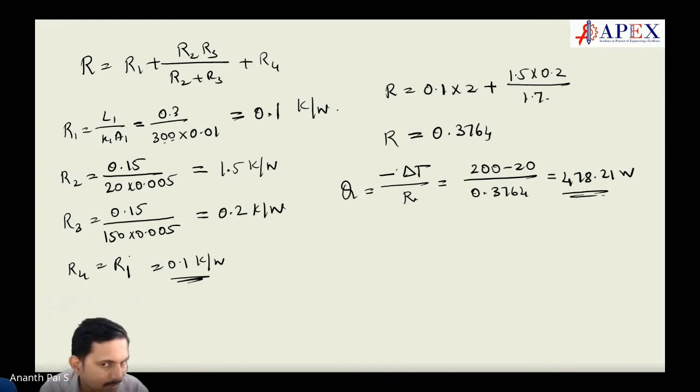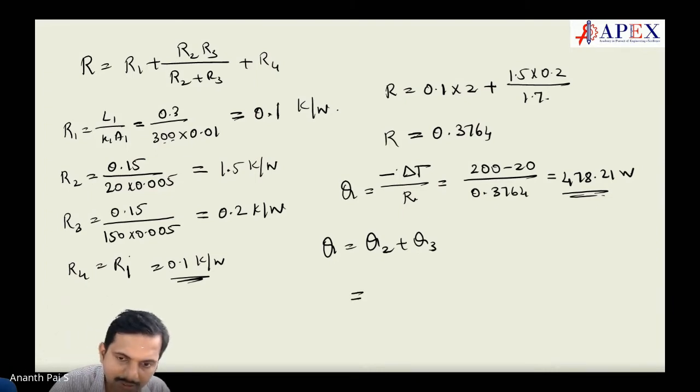So once that is done, now how do we get the ratio? You see, Q is equal to Q2 plus Q3. Now, one of the things, can we do it this way? The ratio aspect.